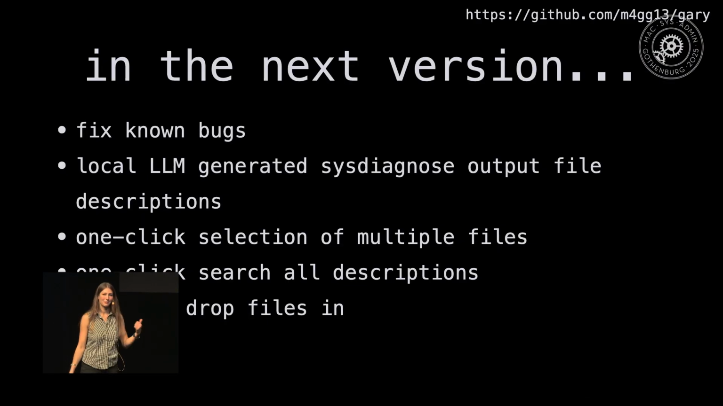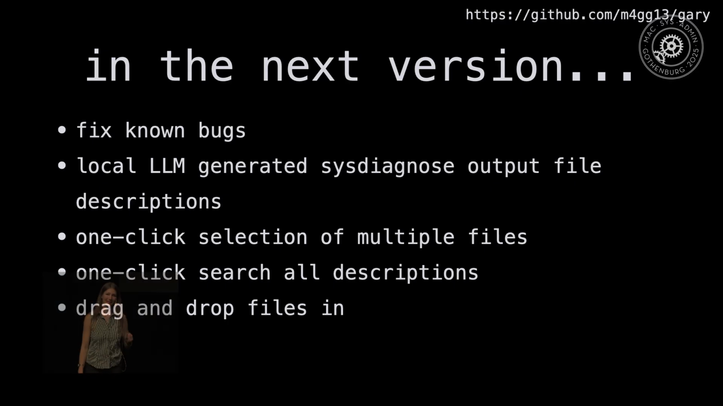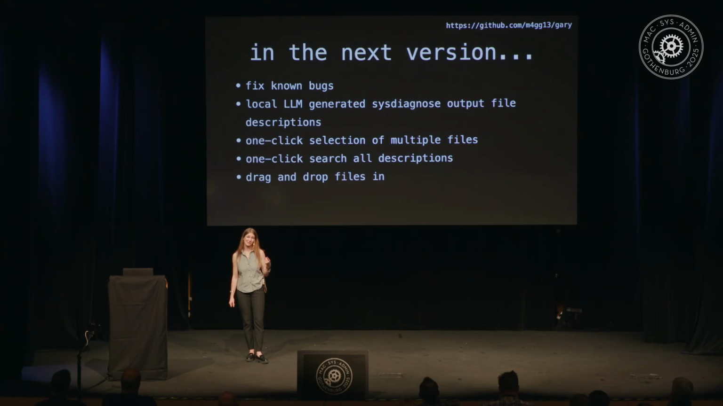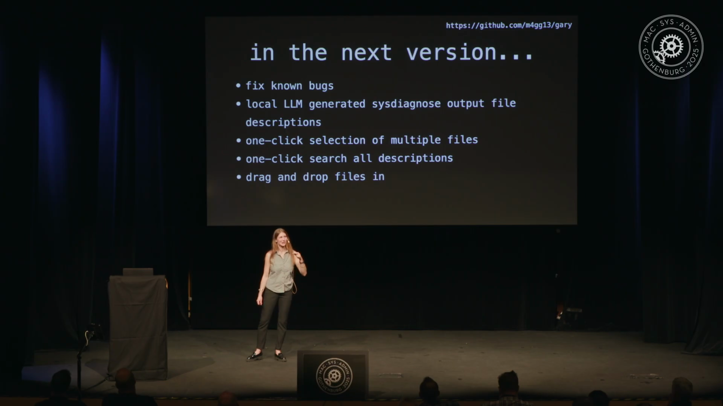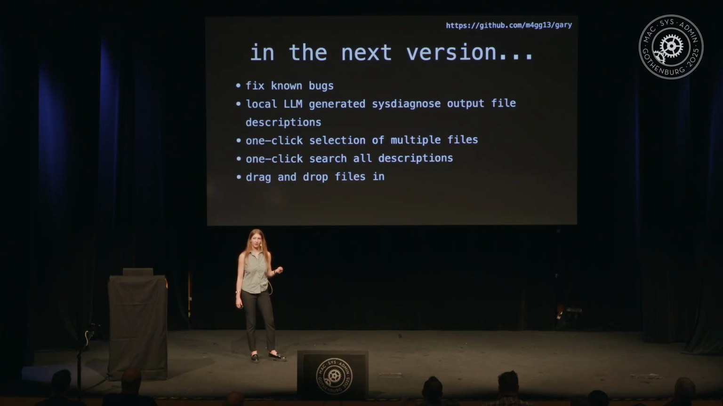So this is a beta version of Gary, which if you're using it, maybe you can tell. But in the next version, I intend to do a couple of things, including fixing all of the bugs that I know about, of course. Also, I would like to use macOS 26's ability to leverage the local LLM to create sysdiagnose file descriptions instead of having them generated statically when I package up the app and give it to you. So that'll be something that it could do dynamically and for all files included in that output.